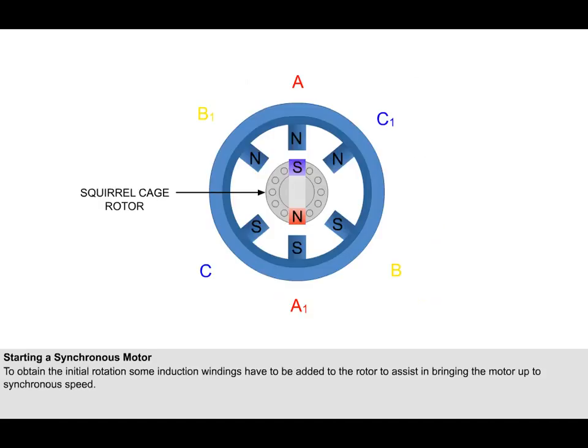One disadvantage of the synchronous motor is that it is not self-starting. To obtain the initial rotation, some induction windings have to be added to the rotor to assist in bringing it up to synchronous speed. This is often achieved by fitting a squirrel cage type assembly to the rotor.